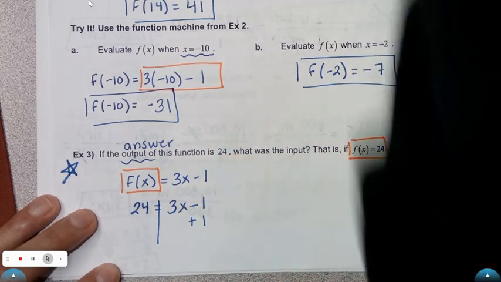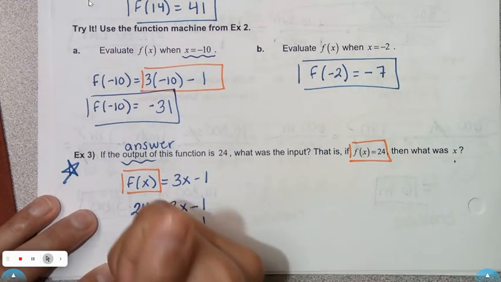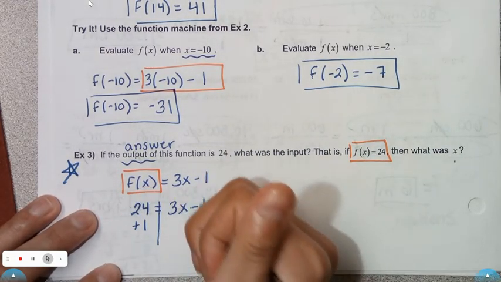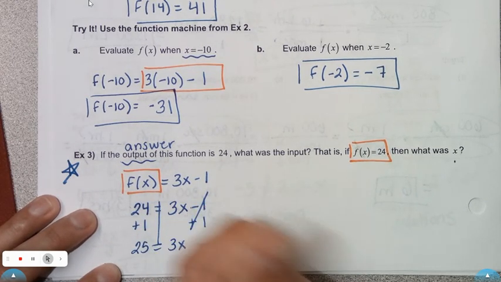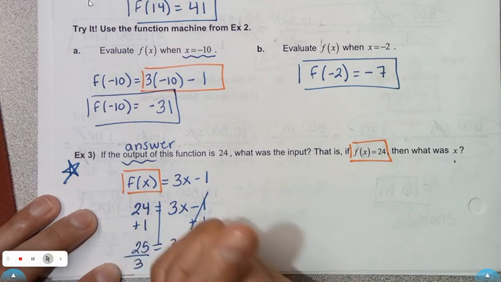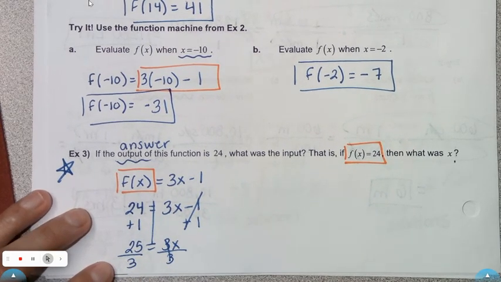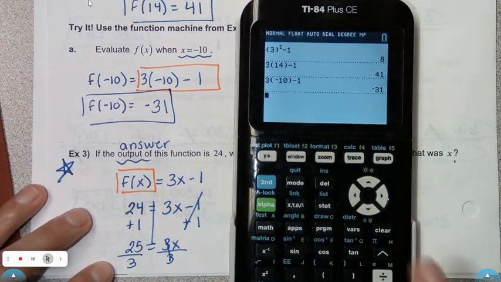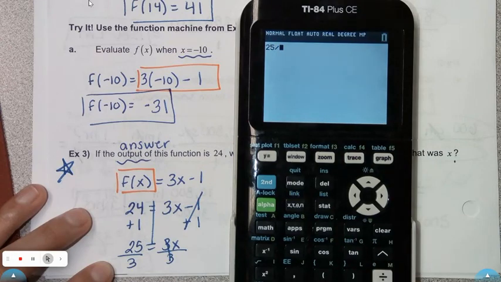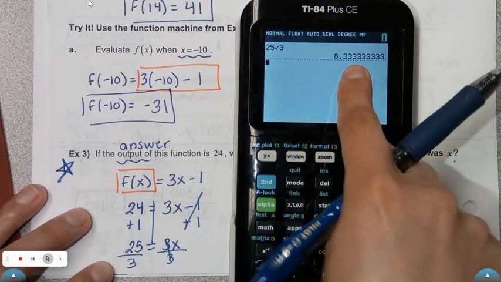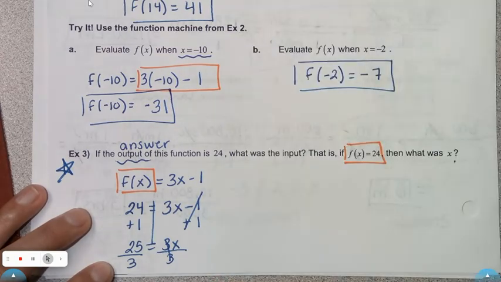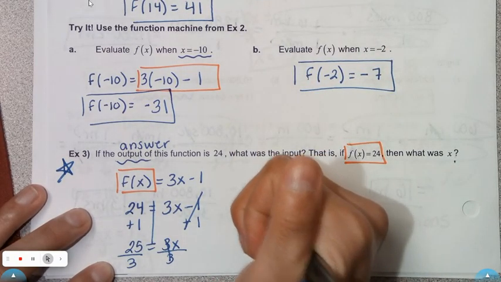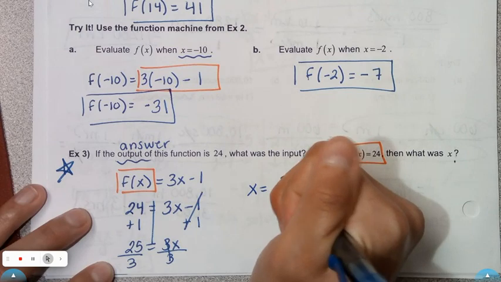So I add 1. These cancel. I get 25 equals 3x. Divide by 3. And we like to leave our answers as fractions, but let's still plug it in. So 25 divided by 3. Remember, we can do math, enter, enter. So we're going to leave it as 25 over 3. So x equals 25 over 3.